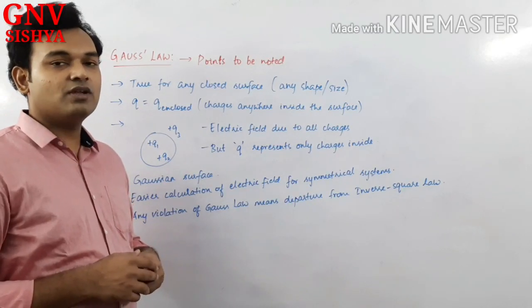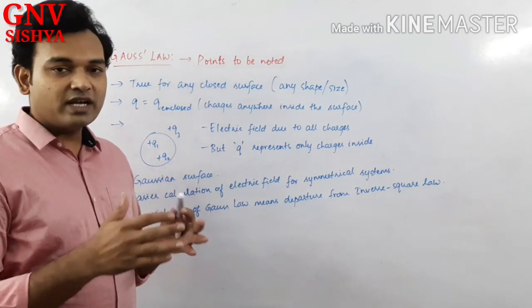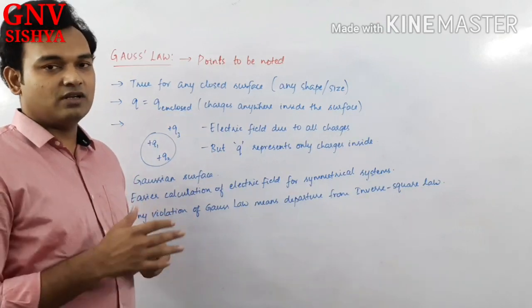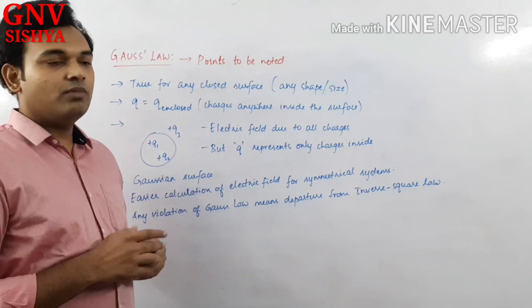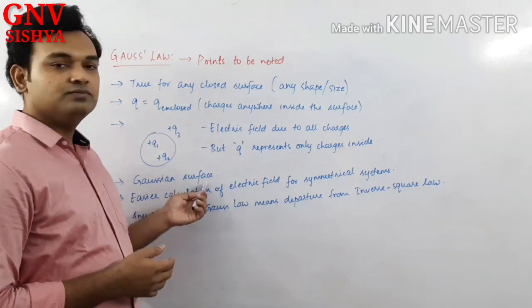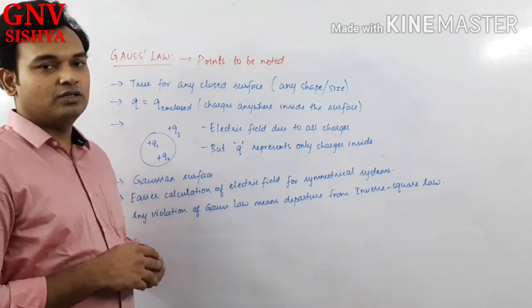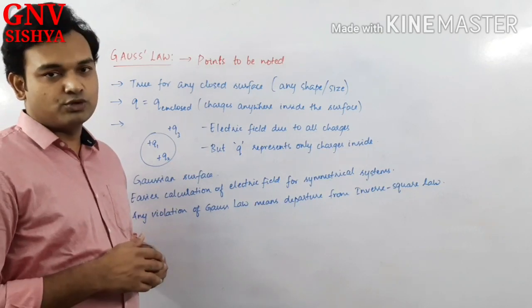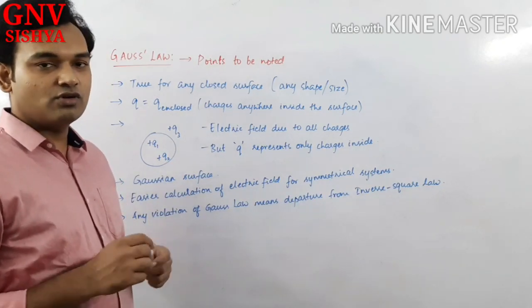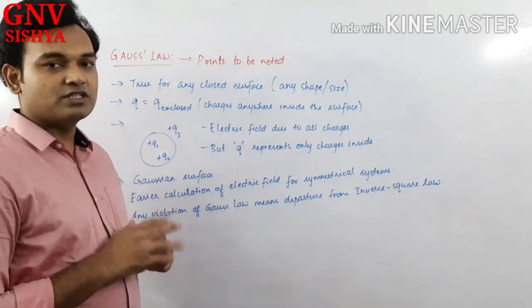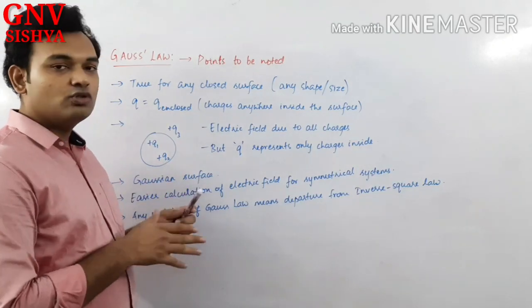A Gaussian surface can be drawn outside the charges or excluding a particular charge, but it should never be drawn through a point charge. But Gaussian surfaces can be taken passing through any continuous charge distribution. That will not be a problem. But for point charges, when you draw the Gaussian surface, it should not pass through the point charges. It should not be taken through the point charges.